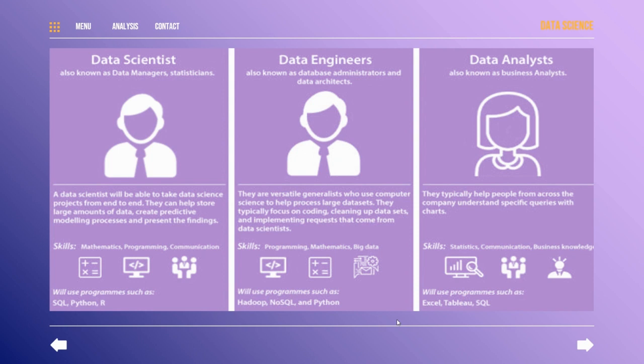In order to become a data scientist, you must be learned in the skill set of mathematics, programming, and communication. A data scientist will be able to take data science projects from end to end. They can help store large amounts of data, create predictive modeling processes, and present things. This is what is meant by a data scientist.